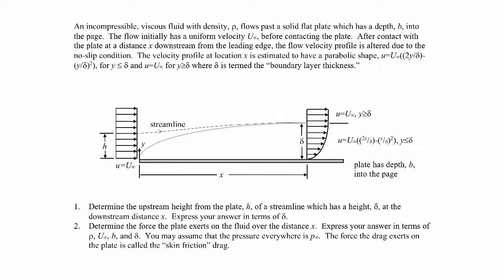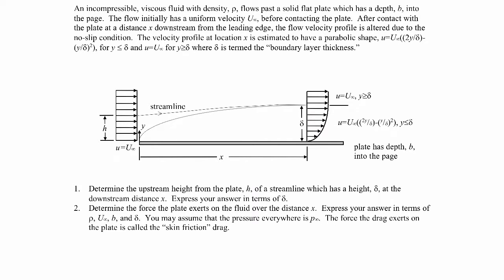So in this problem, we're asked to find what the height h is coming in, such that you end up with the height delta going out. So the streamline starts at a height h, and then, as I mentioned, it's shifted outward. So at some distance x down the plate, how far does the streamline shift outward? That's the delta. So that's what we're asked to find first.